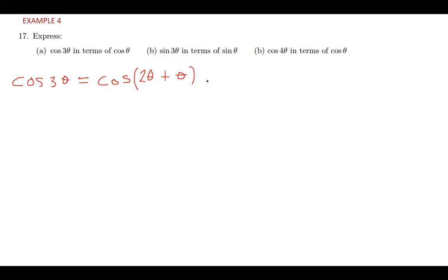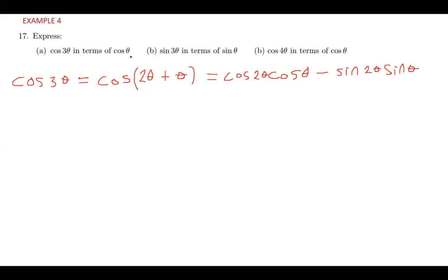And then you know that for cos of 2 theta plus theta, using the double angle formula for cos, you get cos 2 theta cos theta. Then since there's a plus here for cos, you change the sign, there's going to be a minus there. And then you have sine 2 theta sine theta. So this is how you write it.